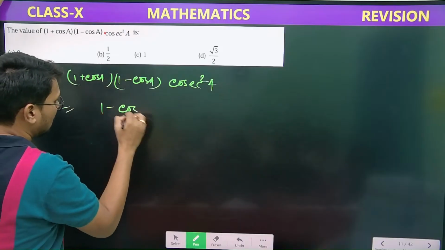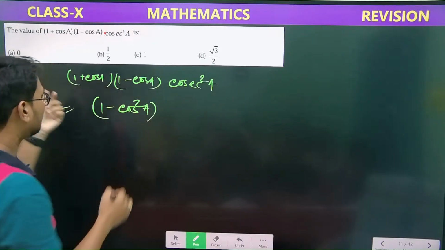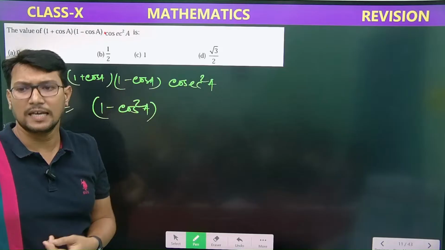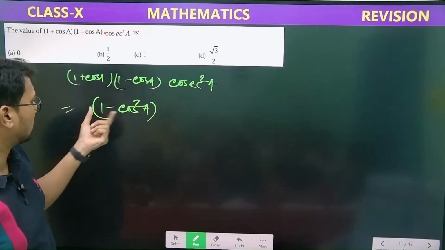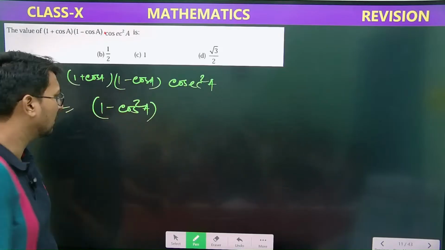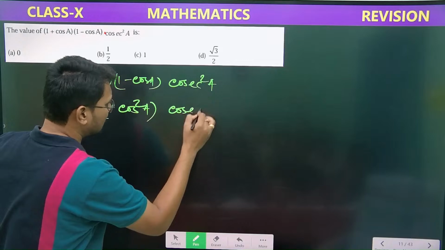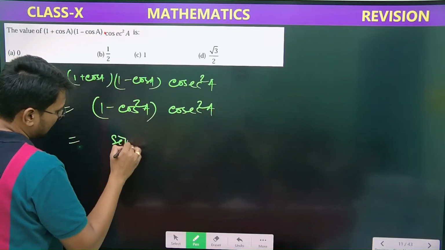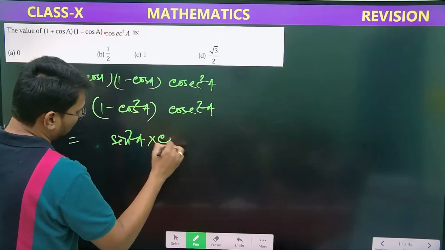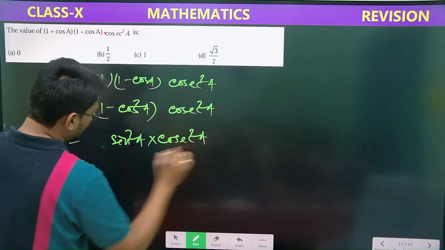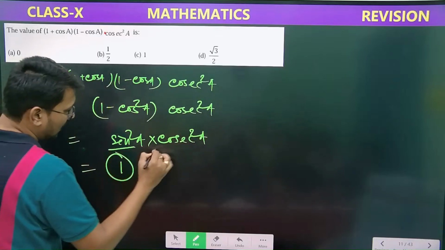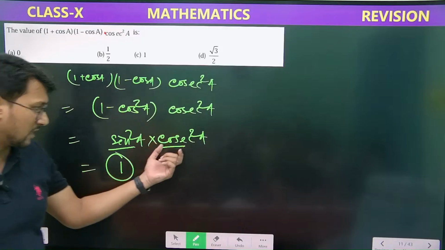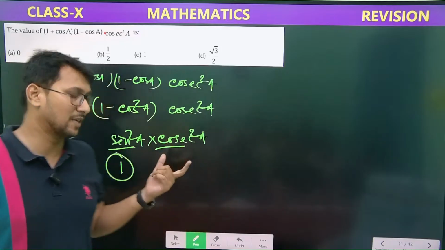1 minus cos square A, है कि नहीं? अरे A plus B into A minus B is A square minus B square, so 1 square minus cos square A, 1 square तो 1 है, into cosec square A. So 1 minus cos square, बोलो कितना है? Sin square A into cosec square A, both are क्या? Reciprocal to each other. Hence answer is 1. These two are reciprocal to each other. मतलब you know cosec square is 1 by sin square. So cancel, there is 1.